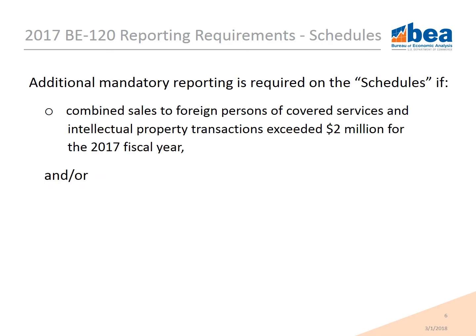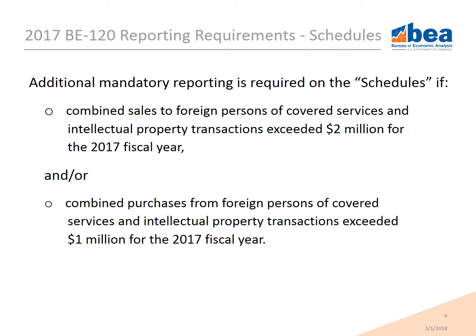Any U.S. person whose combined sales to foreign persons of covered services and intellectual property exceeded $2 million for its 2017 fiscal year, and/or whose combined purchases from foreign persons of covered services and intellectual property exceeded $1 million for its 2017 fiscal year, is required to provide data on total sales and/or purchases of each of the covered types of services and intellectual property transactions, and must also disaggregate the totals by country and by relationship to the foreign transactor, whether a foreign affiliate, part of the foreign parent group, or unaffiliated, on the mandatory schedules of the survey, as applicable.